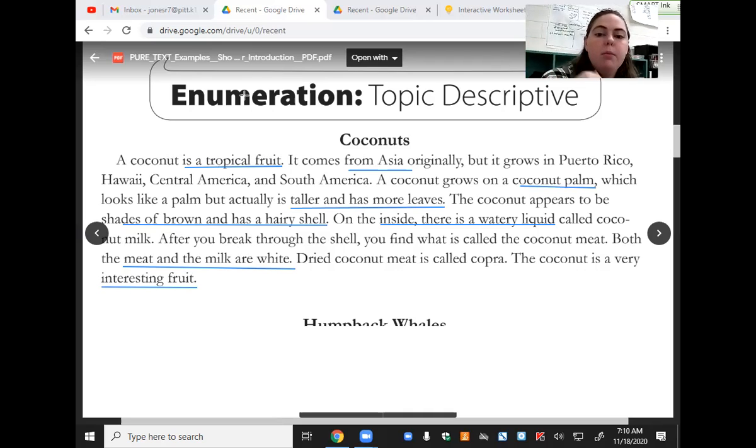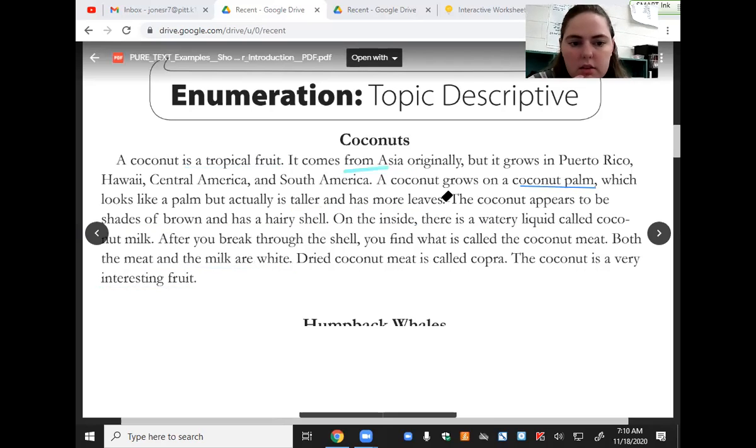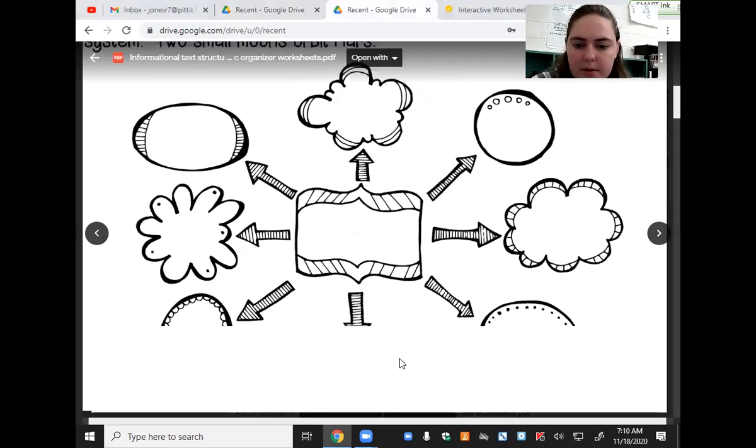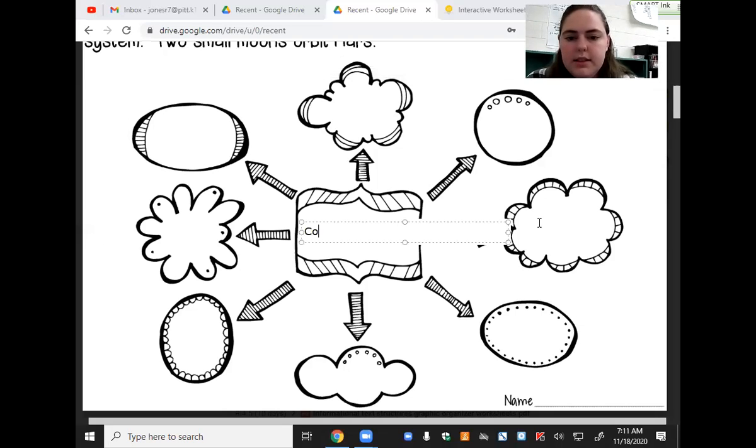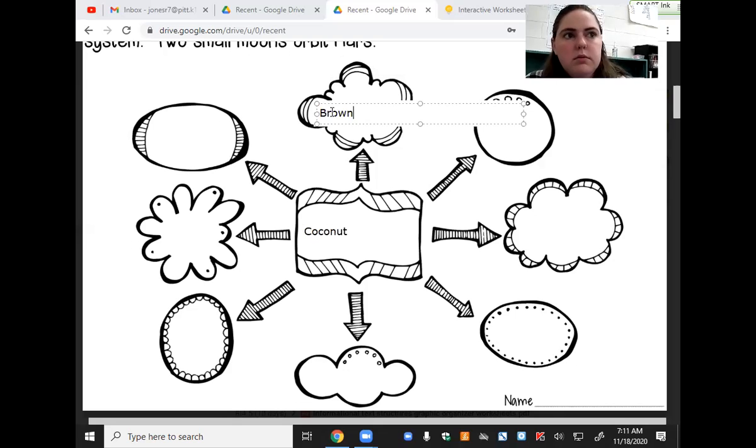So now we can fill out a bubble map of all the things about coconuts. So let's do that. So let's go over to our map. All right. So our subject is coconut. So what were some of the things it said? It's brown. It has a hairy shell.